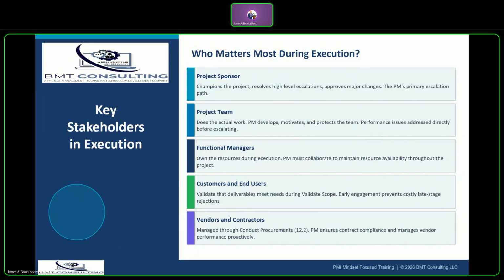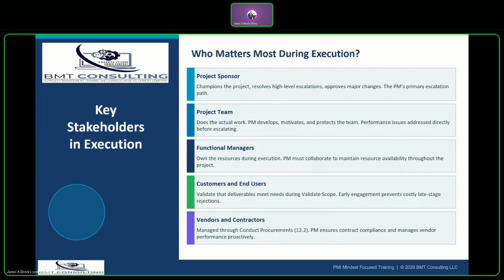And then we have customers and end users. Early and continuous involvement prevents the most expensive type of failure, and that's delivering something that the customer doesn't want. Validate scope, task 5.5, involves the customer formally accepting each deliverable.